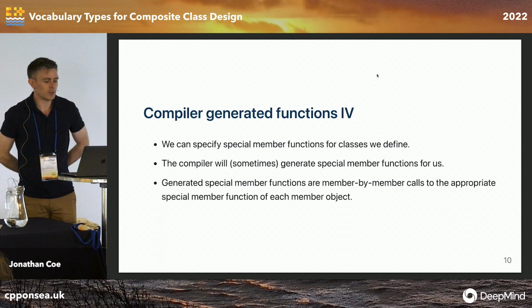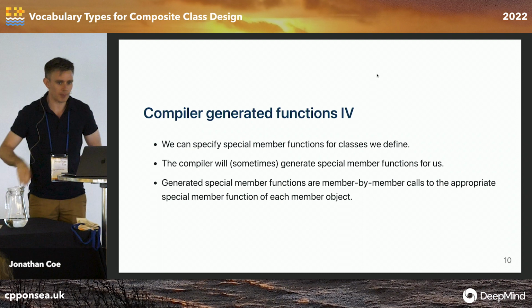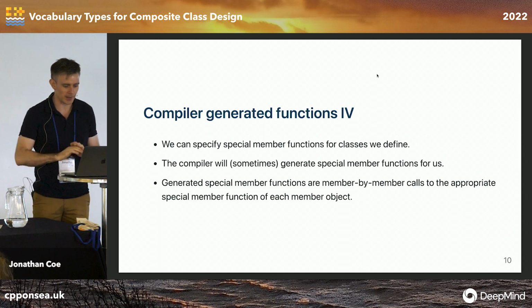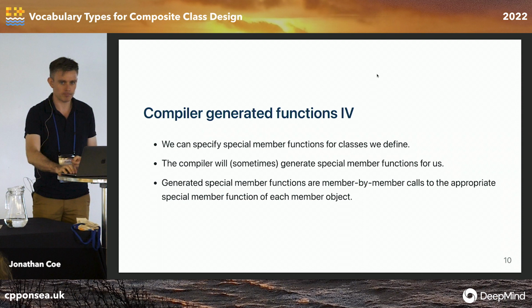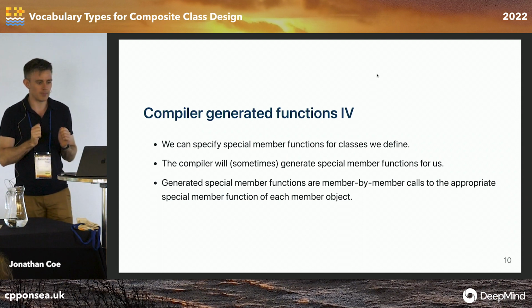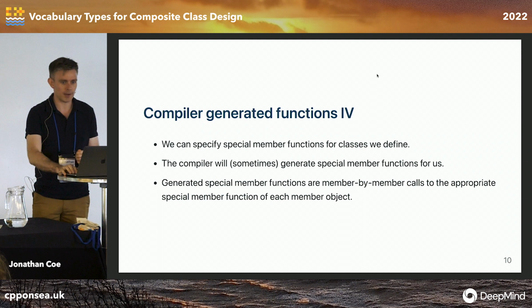So we can specify these special member functions ourselves. The compiler will sometimes generate special member functions for us. The rules around when it does and doesn't are unfortunately a little bit complicated. I'm not going to spend any time talking about that. And the generated special member functions will, as I said, be these member-by-member calls to the appropriate special member functions of each of the member objects. So that sounds good. And the reason this is good is because the best code in the world is no code. And if we can avoid writing code, we won't have to debug it. So if we can get the compiler to do the heavy lifting and generate these special member functions for us, we're going to be on the happy path.